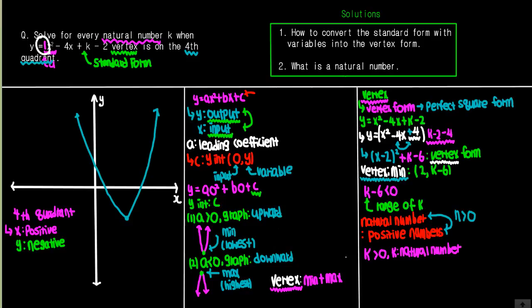So k minus 6 should be less than 0, which means we can think of k as 1, 2, 3, 4, and 5. If we input these values for k, k minus 6 will be less than 0. So our answer for this question is k equals 1, 2, 3, 4, 5. And these are the natural numbers in our equation.